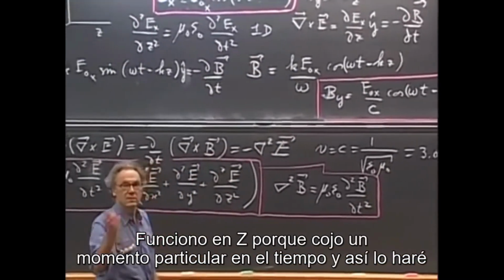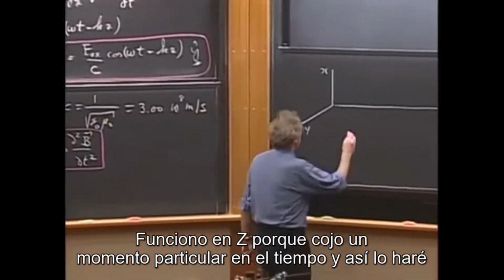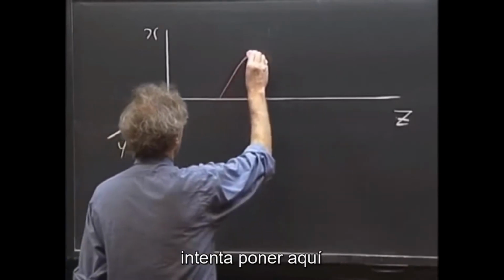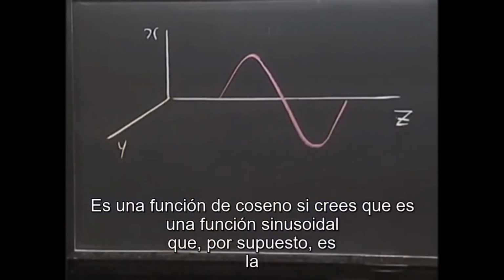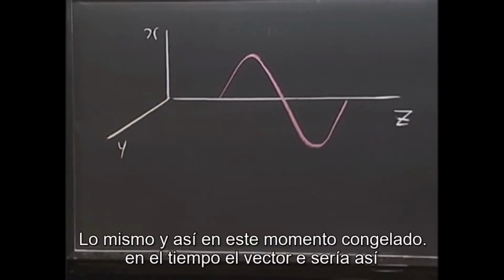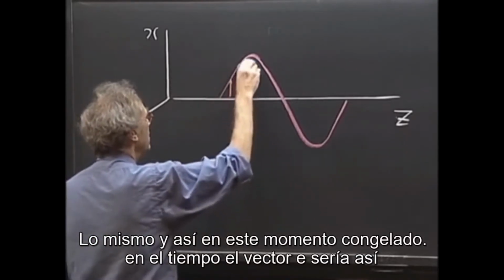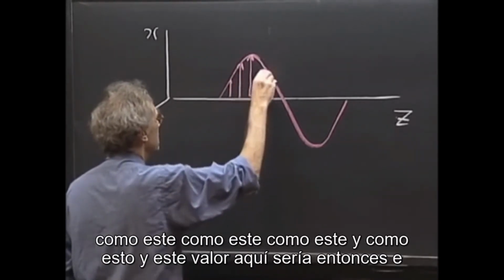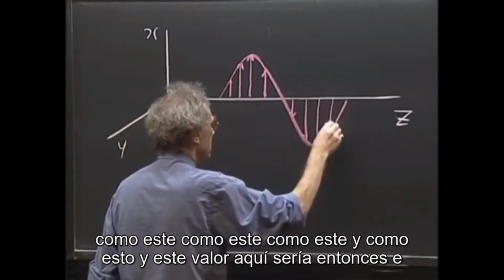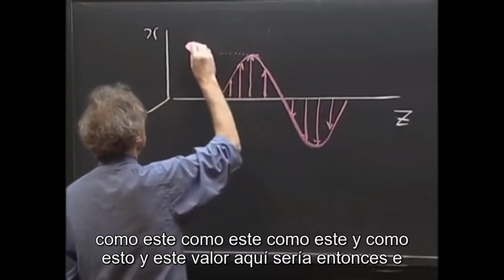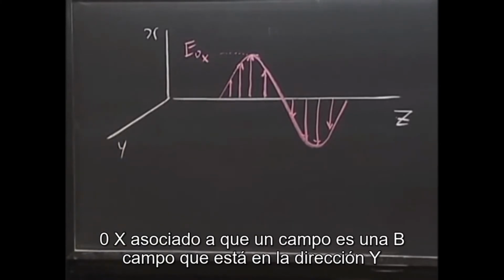then I know that the E vector is a cosine function in z, because I pick a particular moment in time. It's a cosine function. If you think it's a sine function, that of course is the same thing. And so at this frozen moment in time, the E vector would be like this, like this, like this, like this, and like this. And this value here would then be E0x.